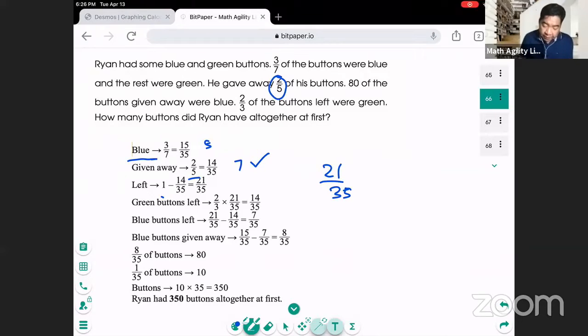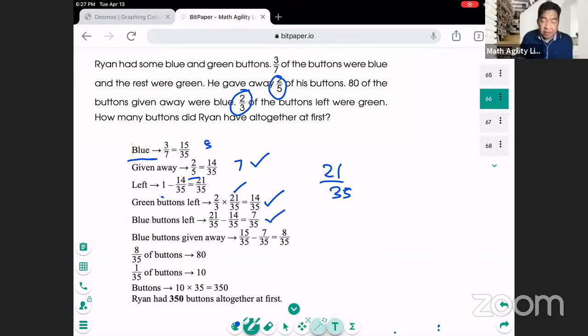So green buttons left would be, it says, 2/3, right? From this information, 2/3 of what is left. So 2/3 times 21 over 35. So it's 14 over 35. And then for the blue buttons left, we need to subtract from 21 over 35 what is left, minus the green buttons. So that is 7 over 35.